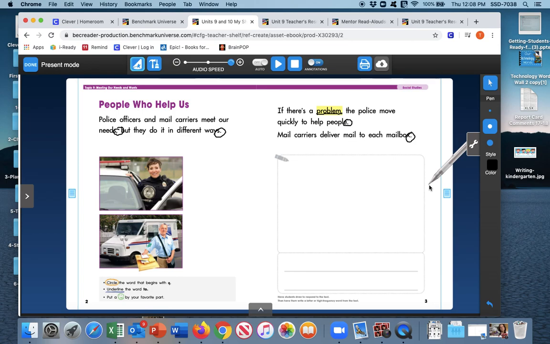Why do we need mail carriers? What do mail carriers do? If you guessed that they deliver mail right here to each mailbox, then you have the correct answer. Last, what might you want a mail carrier to bring to you? It's fun to get mail in the mail, and it's also fun to get packages. Sometimes we get packages through the mail.